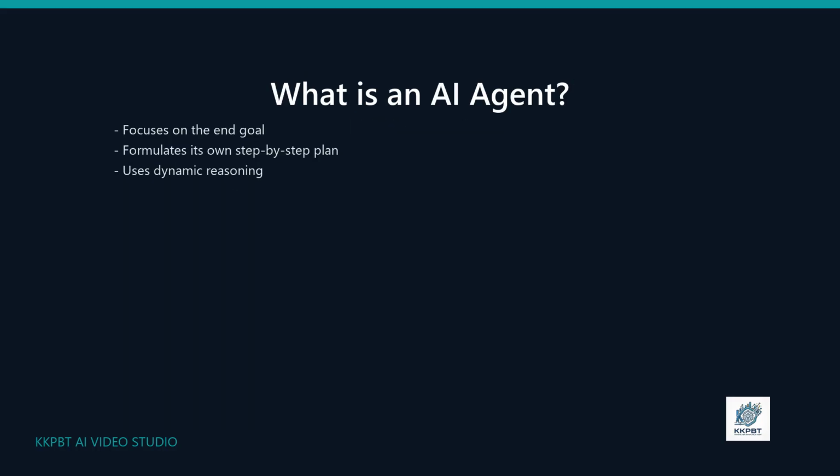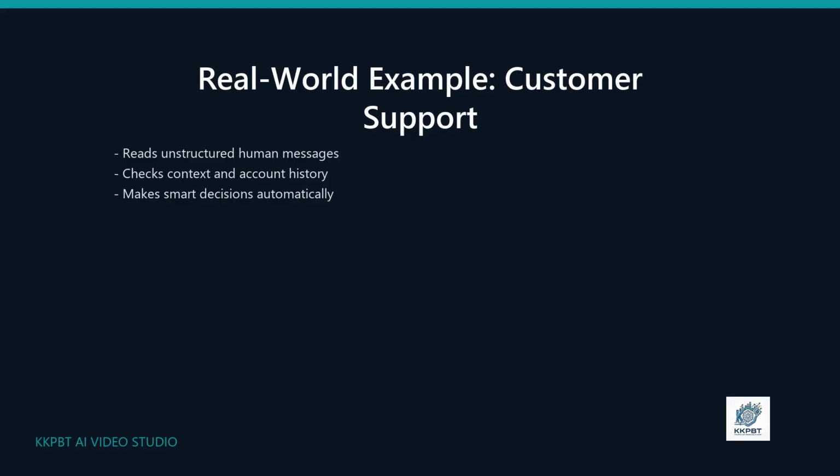An AI agent is more like a helpful assistant that understands a final goal rather than just a list of steps. Instead of giving it strict instructions, you give it an outcome you want. For example, if a customer emails a messy complaint message, an AI agent can read the email, understand the problem, check the user's account history, and decide the best solution, like drafting a personalized response or issuing a refund.